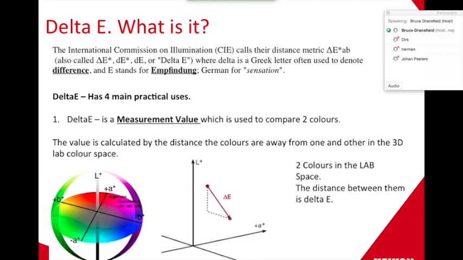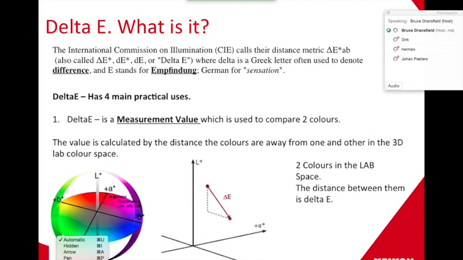Delta E. So the E, and I'm not even going to try to pronounce this word, actually stands for sensation, and as we know from mathematics, delta means deviation or difference. But again, this is something somebody in a print shop with no mathematical background may not understand or may not take for a simple way of thinking about it.